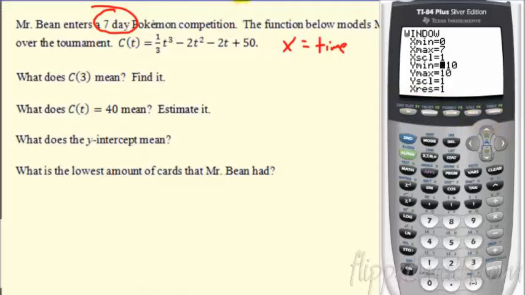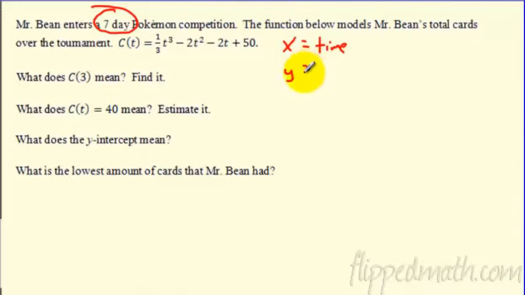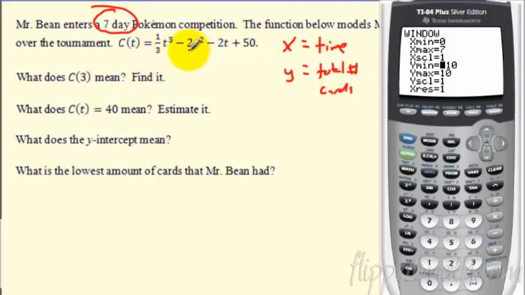How about Y? What does Y stand for? I don't want to highlight. What is that? Okay, there we go. Y stands for what? It's his total cards. So this is the total number of cards that Mr. Bean has over time. So this is the one I don't really know. I can look at the function to help me guess some ideas, but this is where it becomes a little guess and check. Probably the minimum amount of cards you can possibly have is zero, unless he owes his friend some cards and he runs in the negative.